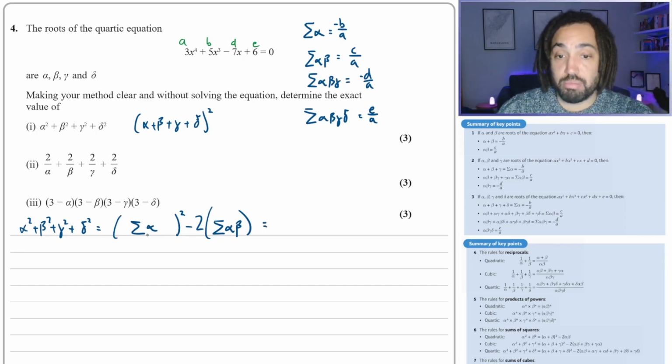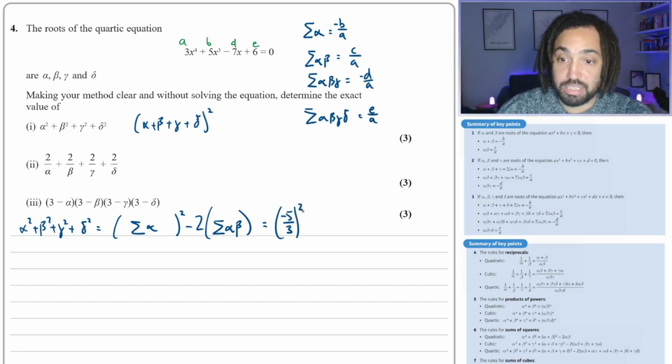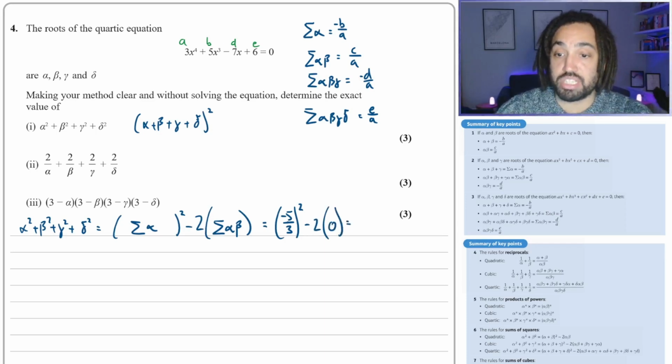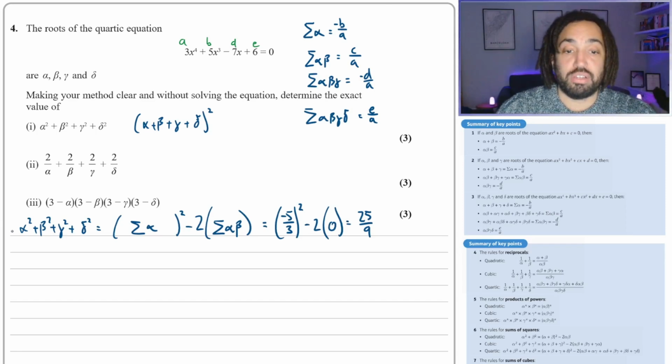So the sum of the roots is going to be minus b over a, which is minus 5 over 3. That needs to be squared. Minus 2 lots of the sum of the pairs, which is c over a. There is no c, so that's 0. So my answer is just minus 5 over 3 squared, which is 25 over 9. Okay, good stuff. Job done.